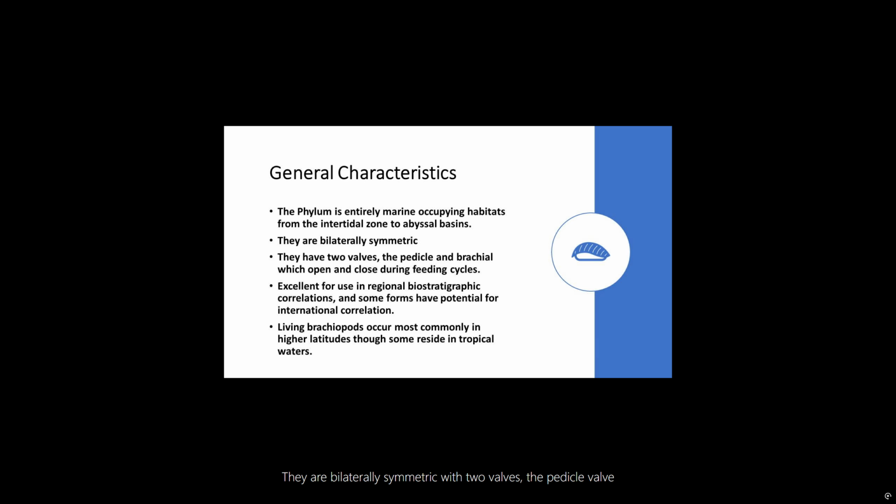They are bilaterally symmetric with two valves, the pedicle valve and the brachial valve, which open and close during feeding cycles. Brachiopod fossils are excellent for use in regional biostratigraphic correlations, and some forms have the potential for international correlation. Living brachiopods occur most commonly in higher latitudes, though some very delicate forms with organophosphatic shells reside in tropical waters.